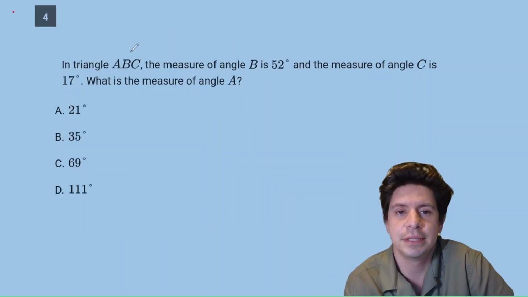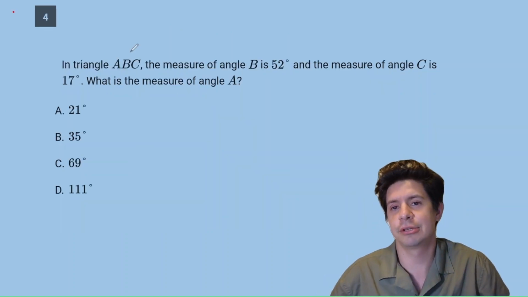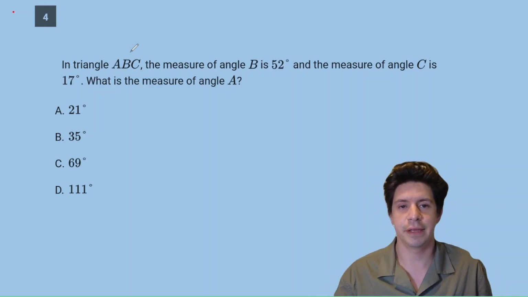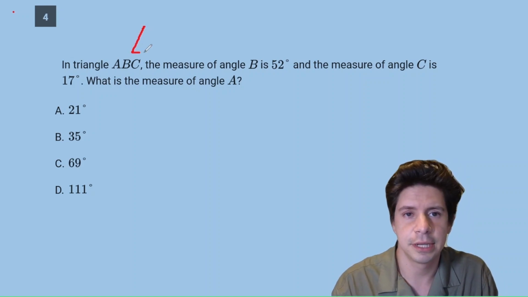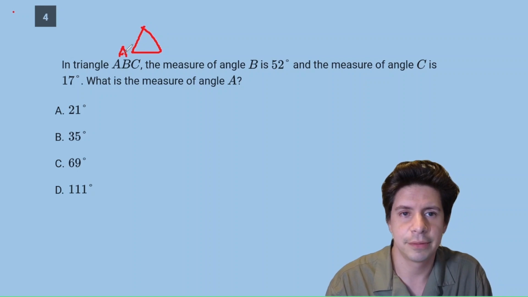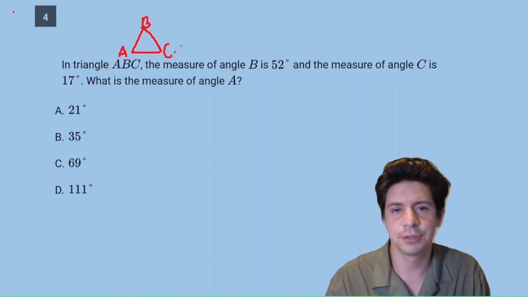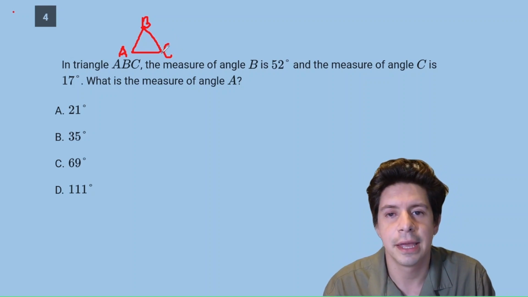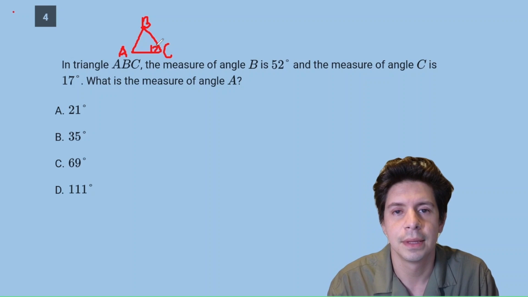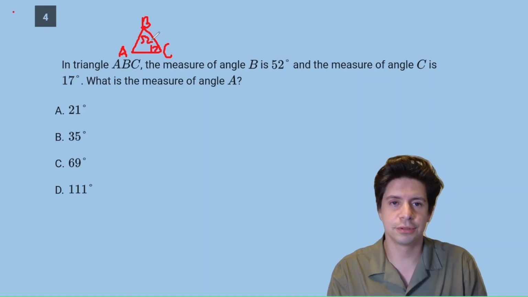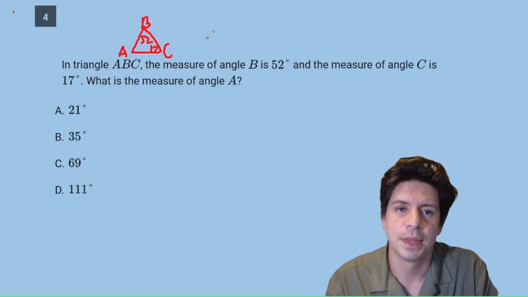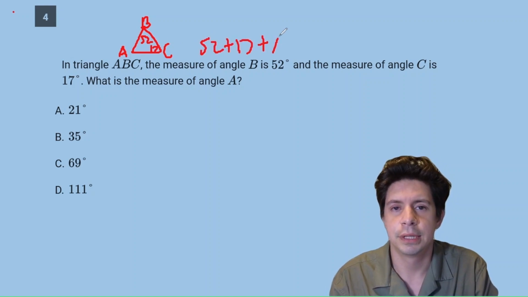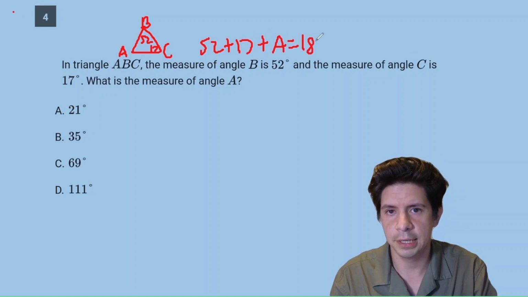So in triangle ABC, the measure of angle B is 52 degrees, and the measure of angle C is 17 degrees. What is the measure of angle A? So we have a triangle, right? I could draw it out for you and just be like, okay, here's ABC. On the test, I wouldn't recommend that because you want to save time and it's really conceptual, so you don't need to do that. But then we're going to say angle C is 17, angle B is 52. Obviously, this is not proportional or very accurate to what it would look like with these angles, but just for concept. And then we're going to do 52 plus 17 plus A equals 180.